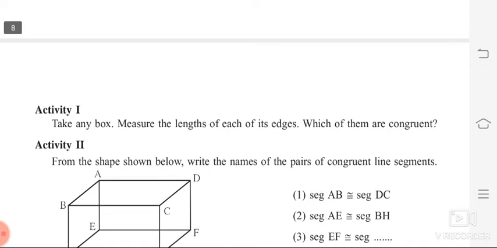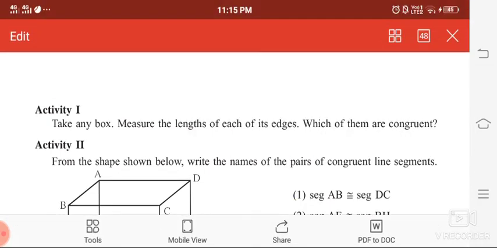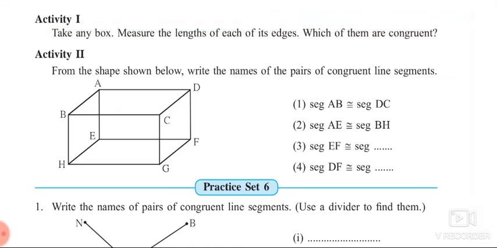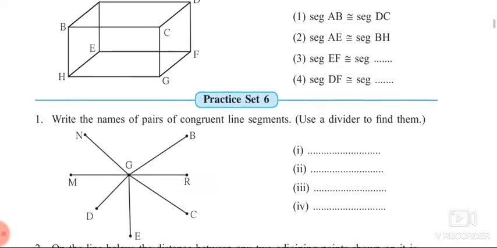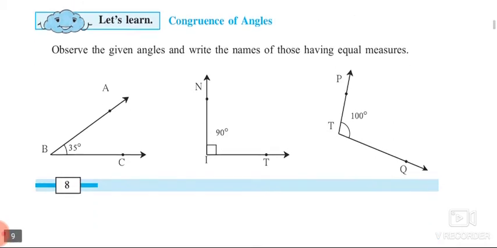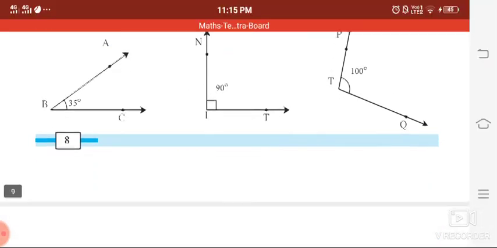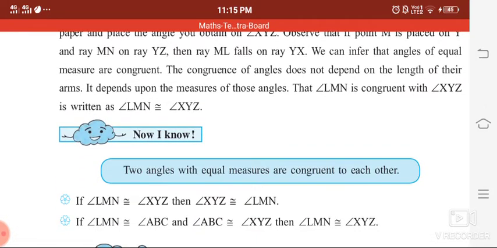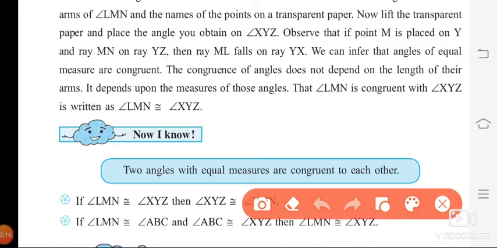Next, after this we had solved this part, that is the congruent segments from this box we had found out. Later on we had solved practice set 6, and after that we had seen congruence of angles. What is congruence of angles? Yes, here they have given us the definition. Two angles with equal measures are congruent to each other. So you may have a fill in the blank like this. Two angles with equal measures are dash to each other. What will be the answer?